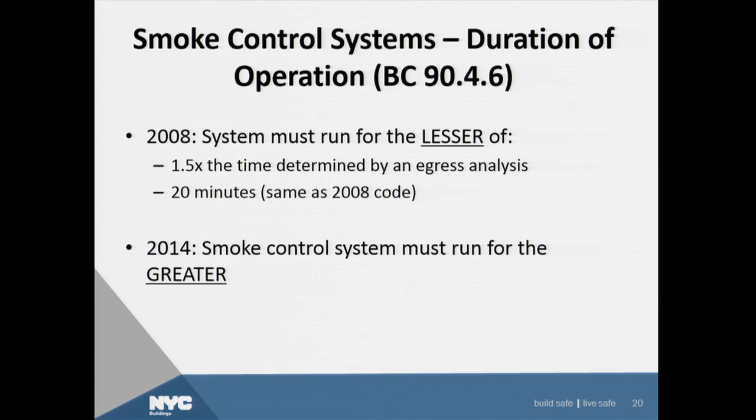So now you have to run for the greater of those times. If it takes 3 hours to get the people out of the space, that smoke control system has to operate and function as intended and as designed for those 3 hours, however long it takes to get people out, the greater of those two numbers, okay? Or actually, if it's 3 hours, it's 4.5 hours. You get the idea.